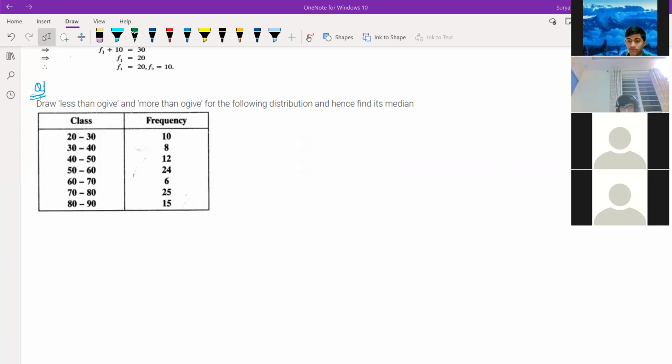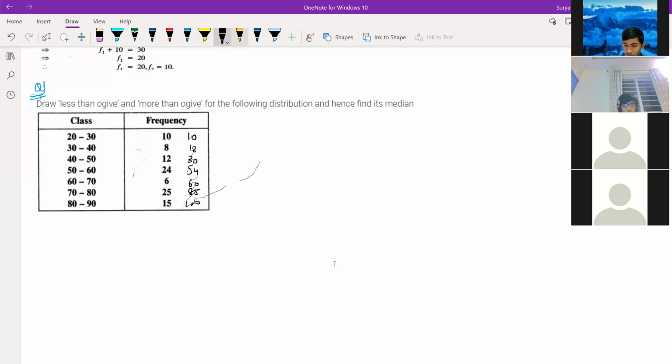CF you can do easily, no? Here 10, then 18, then 18 plus 12, 30, like that. Keep on doing, right? The total is 100. The 50 will come, no? See, here 10 only will come. Then here 18, then 30, then 54, then 60, then 85, then 100, right? Then CF lies between where? 50 to 60.